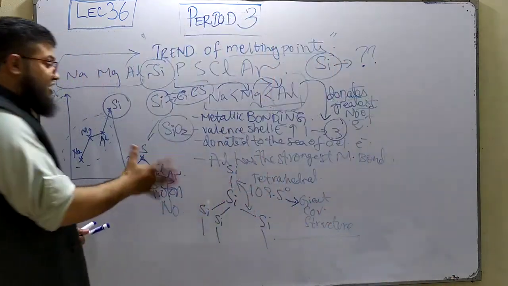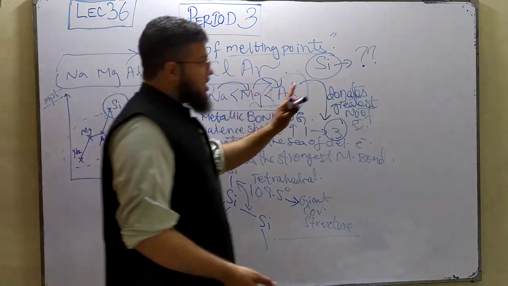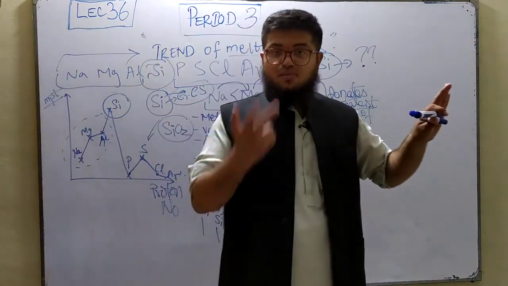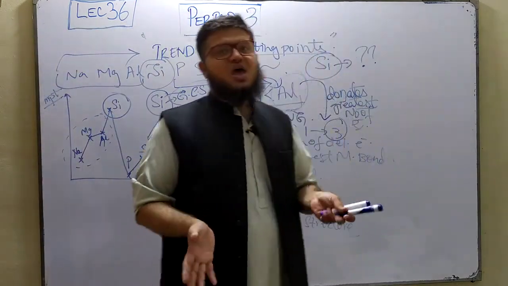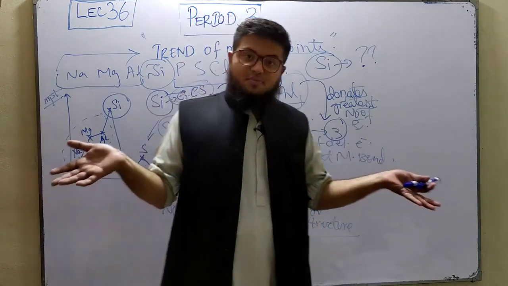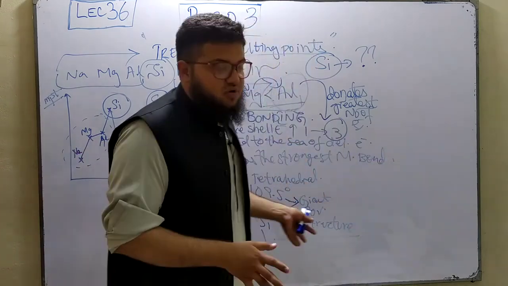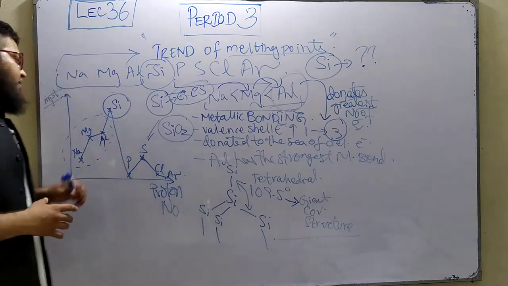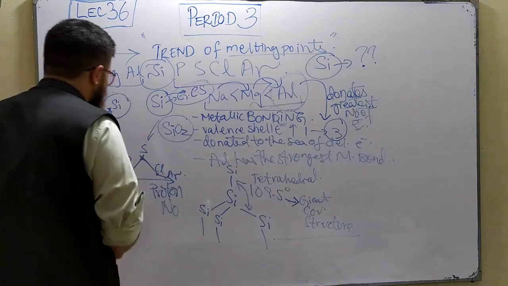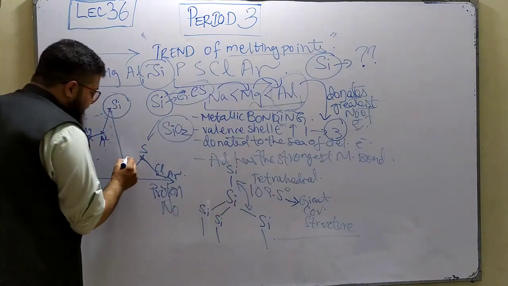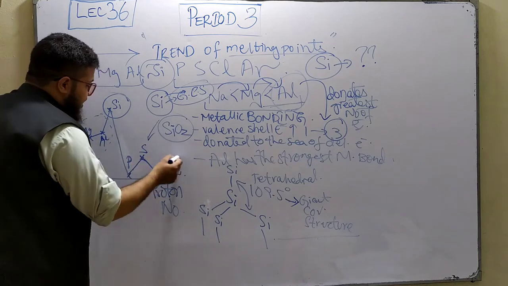So that's the major reason. That's the answer to that question: why does silicon have the highest melting point? Because silicon has the giant covalent structure, and there are many covalent bonds. The highest amount of energy is needed to overcome them as compared to other elements which are present over here. Then phosphorus, sulfur, chlorine and argon.